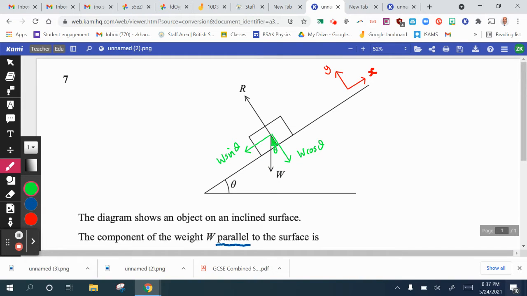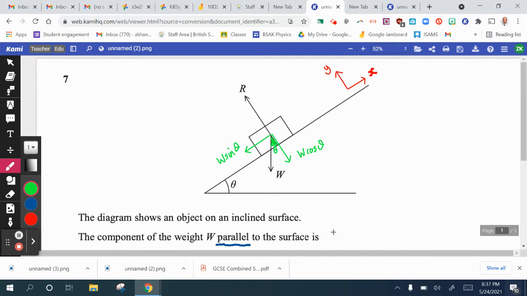First question is the component of weight parallel to the surface. So what I've done is I've chosen my coordinate system so that one of the axes is in the direction that I'm looking for. So X is parallel to the surface. So then that means that the Y will be perpendicular to the surface.